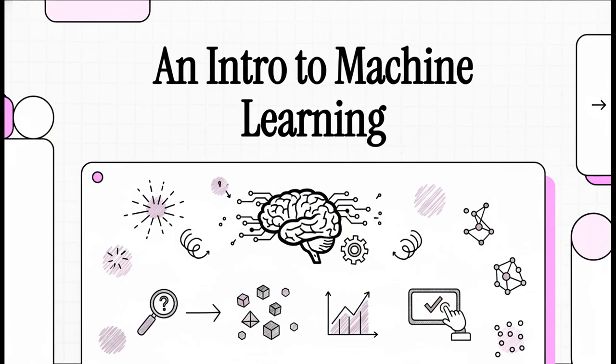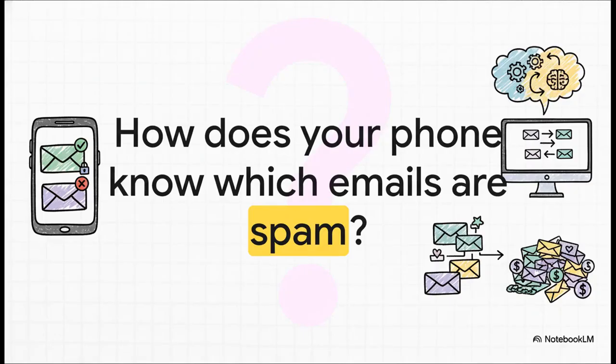All right, today we're pulling back the curtain on a technology that's pretty much everywhere, quietly changing how everything works. We're going to dive into the fascinating world of machine learning. I mean, have you ever really stopped to think about it? How does your phone know? Every single day it looks at your inbox and just decides, nope, that's junk. It's incredibly accurate, right? But how?